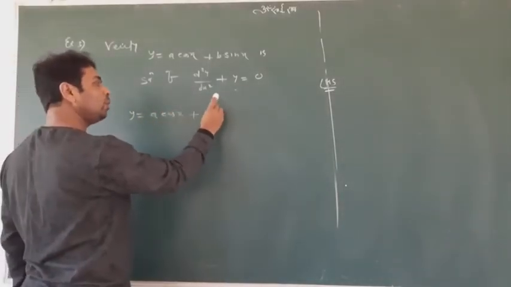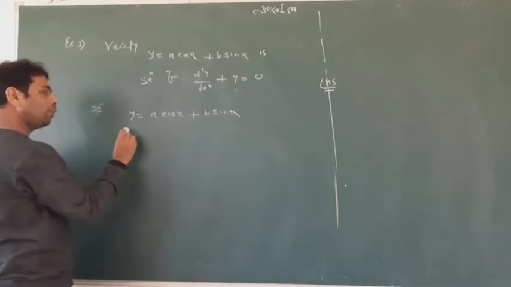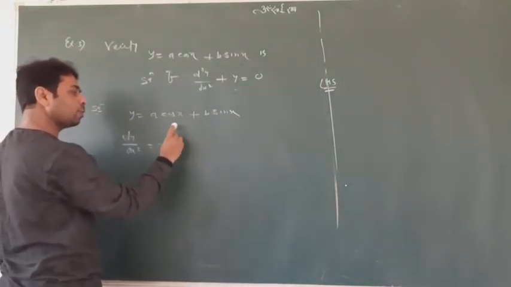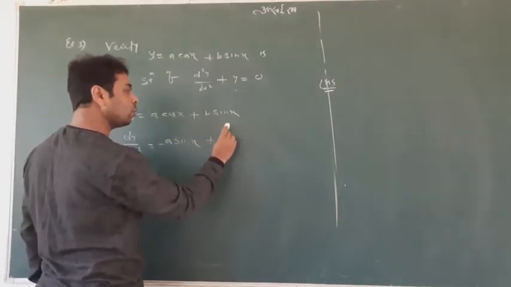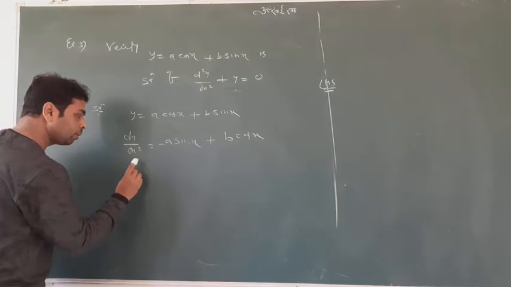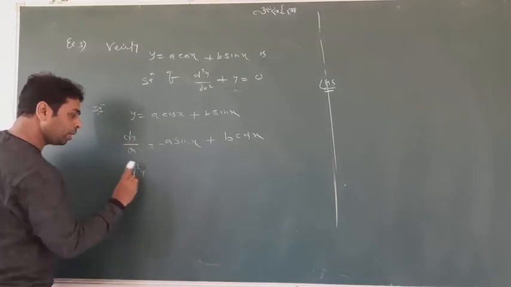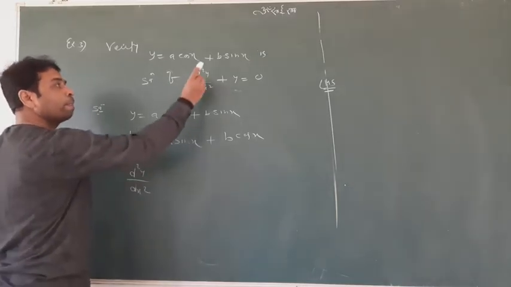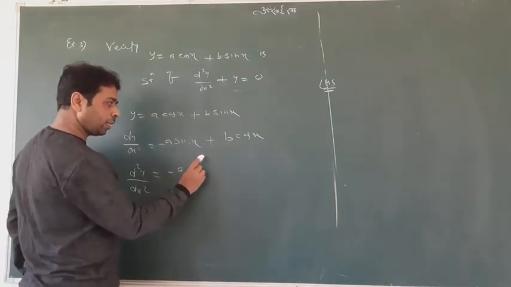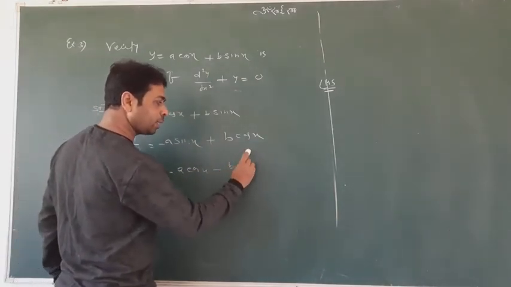This is my equation. I do differentiation. You know its differentiation is minus sin x, and its differentiation is cos. I do differentiation again, because in the question two times differentiation is required. So it is minus a cos x, and again minus b sin x.